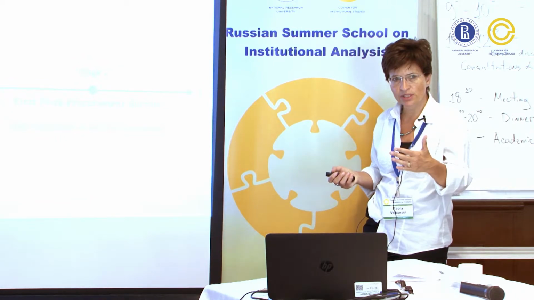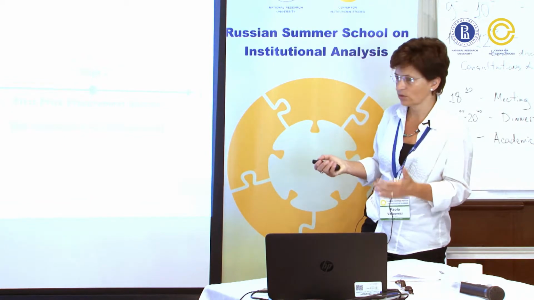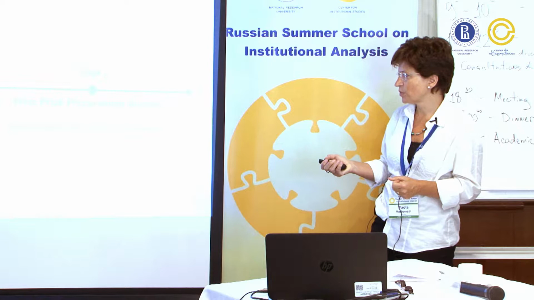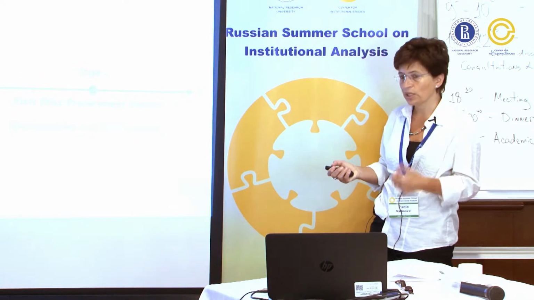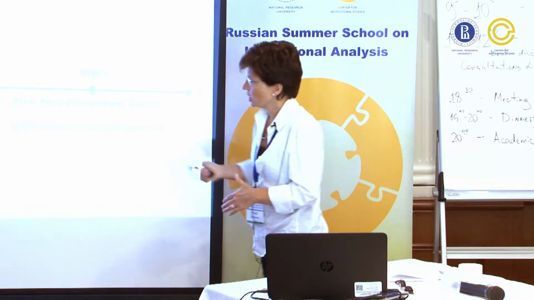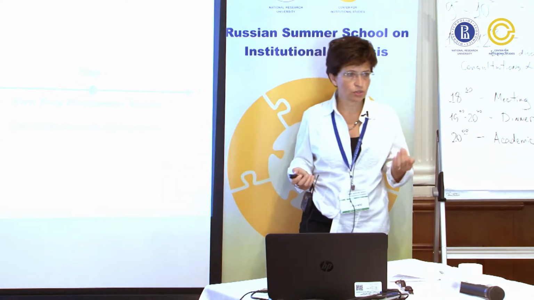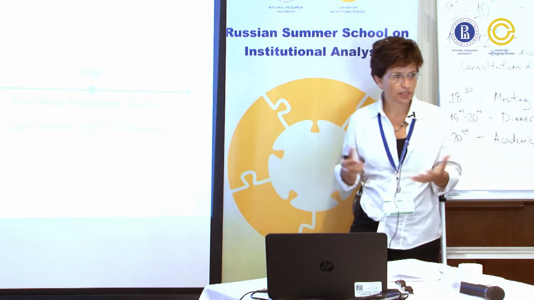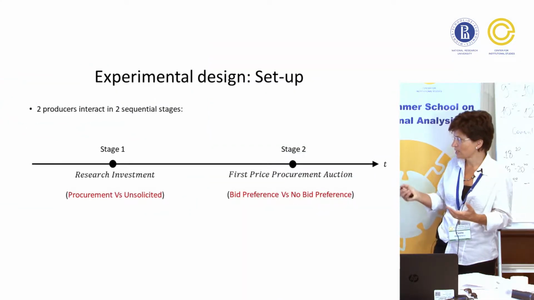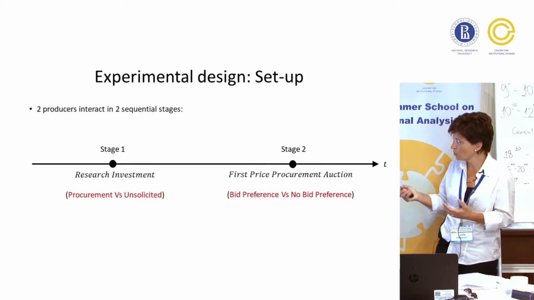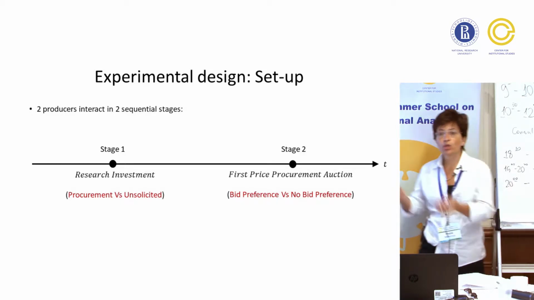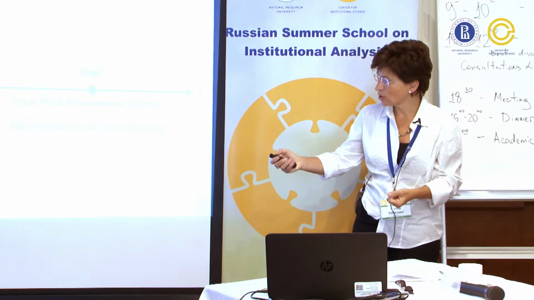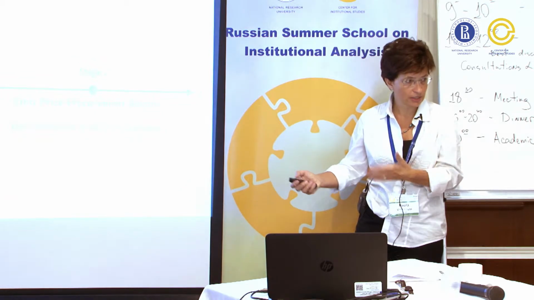Then, when the first stage has ended, you move with the same pair to the second stage, in which you have the first-price procurement auction, which could be with bid preference or without bid preference. These 2 stages, as I said at the very beginning of this presentation, mimic the investment in innovation, and then how to implement the investment. Why do we use the first-price procurement auction? Because we want to pick the most efficient firm which will develop the research investment that we decided in stage 1.